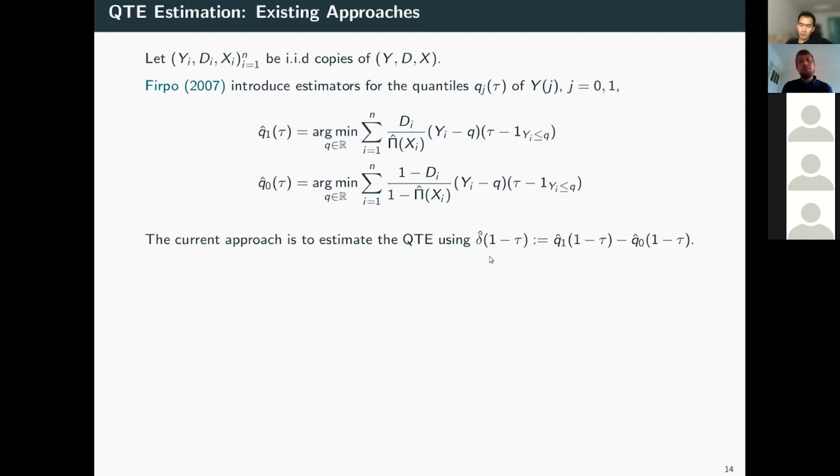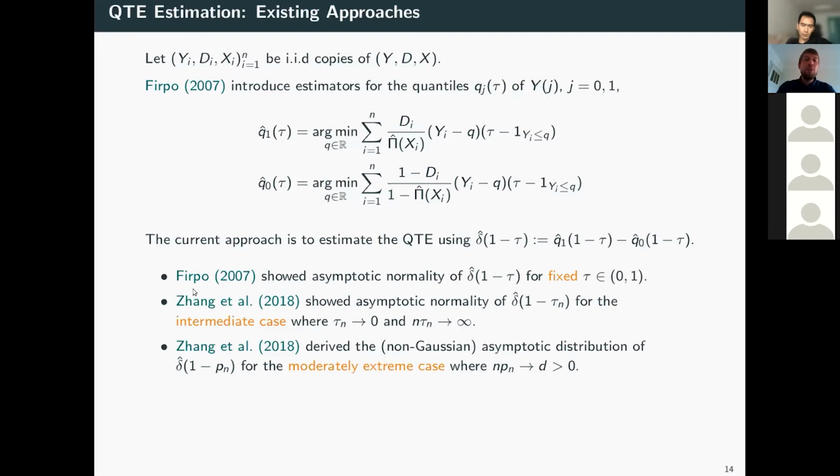Okay, so now the classical way of estimating this quantile treatment effect is simply taking the difference between these adjusted empirical estimators. And Firpo showed an asymptotic normality of this estimator for some fixed quantile level tau. Okay, so this might not actually be the case of interest, because in extreme values we'll be interested in quantiles that grow with the sample size so that we can actually formulate mathematically what it means to look at extreme quantiles. So Zhang et al. therefore also looked at quantiles tau n where tau n goes to 0, so 1 minus tau n goes to 1 with n, and n times tau n goes to infinity.